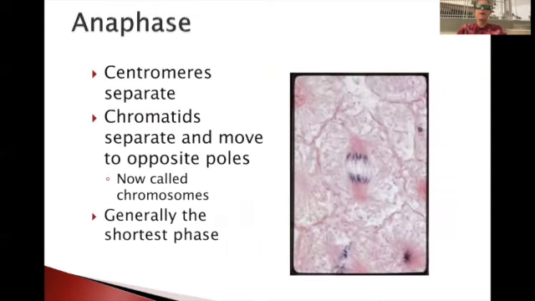Anaphase, we now have our sister chromatids pulled apart and they start migrating towards the poles of your cell. So they are now separated from each other. They actually look like alligator mouths. They're going to talk to each other as they move to the ends of the cell. They're not sister chromatids anymore, they've separated, now they're chromosomes. This is generally the shortest of all phases.